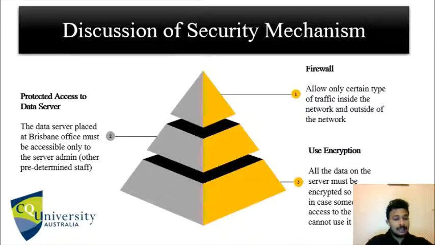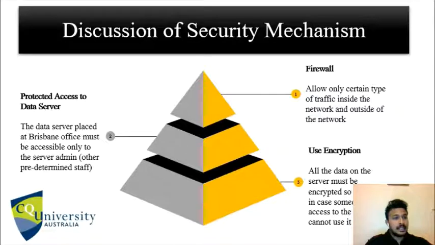The second layer in the mechanism is the data server, which is protected. A data server performs tasks such as data analysis, storage, data manipulation, archiving, and other tasks using client or server architecture. Data servers are placed in the Brisbane office, and only some staff have access to the data server, such as the server admin and predetermined staff.